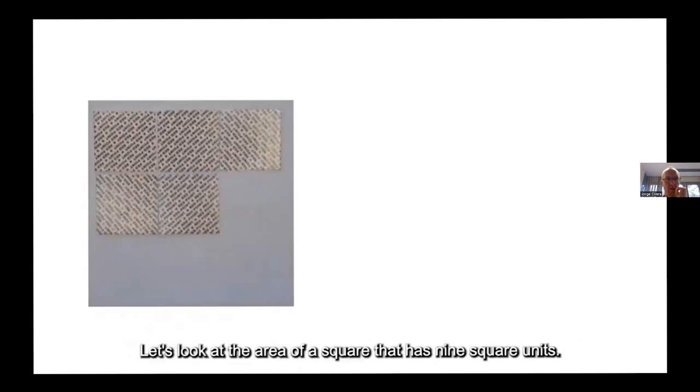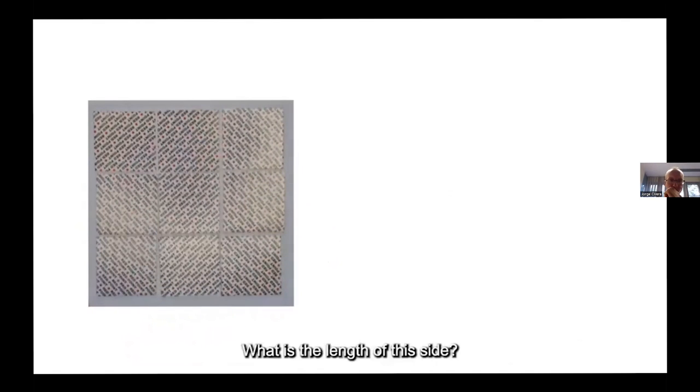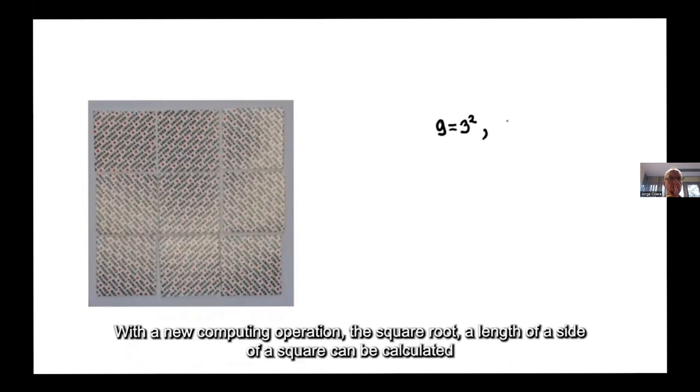Let's look at the area of a square that has 9 square units. What is the length of this side? We find that 9 is, of course, 3 squared, because 3 times 3 is an area of a square. With a new computing operation, the square root, a length of a side of a square can be calculated.